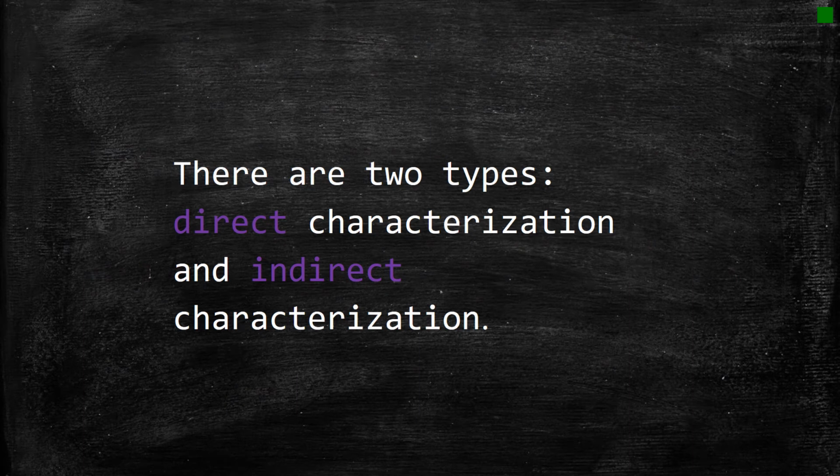Okay, there are two types of characterization: direct characterization and indirect characterization. You're going to talk about the person, what we know directly about them, and then indirectly from another source, where we're gaining information by what others tell. We'll talk about that a little later. Right now, we have direct and indirect characterization.